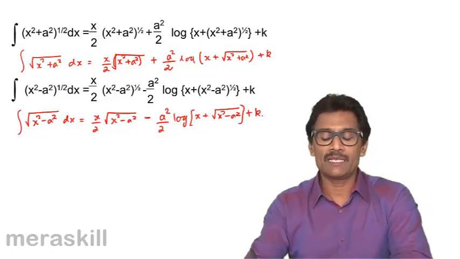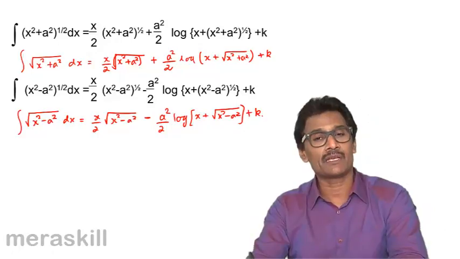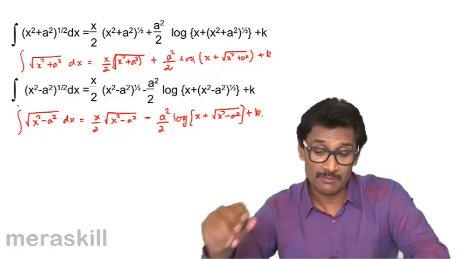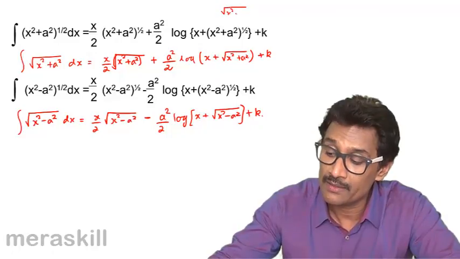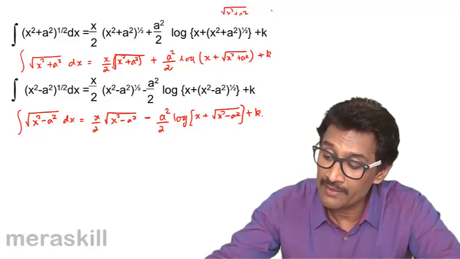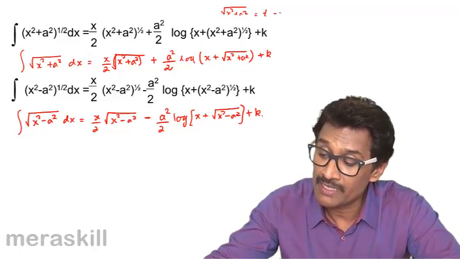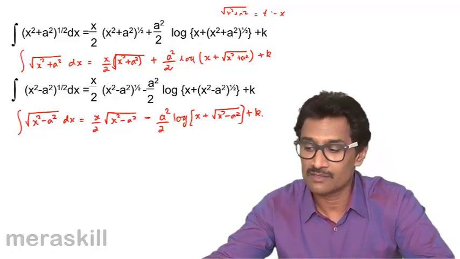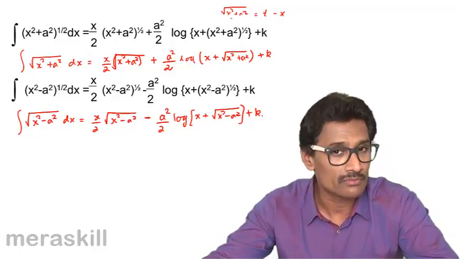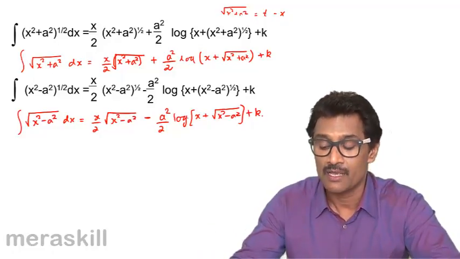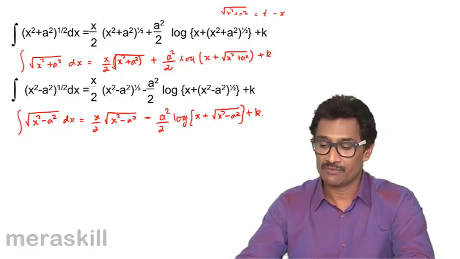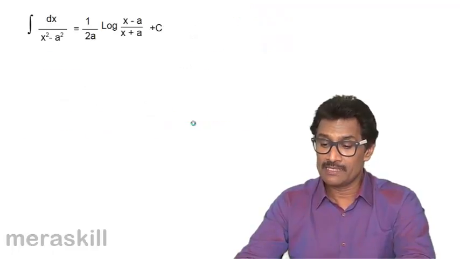So these have all been done. The last four of them have been done by the process of substitution. Remember, we had done one case of how to take root x square plus a square as t minus x, and then we took t and took derivative on both sides and did substitutions. Using the same process, these formulae have been derived. Now let's see how to apply these.